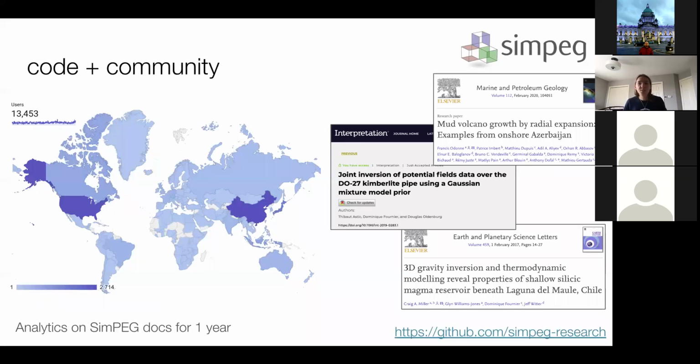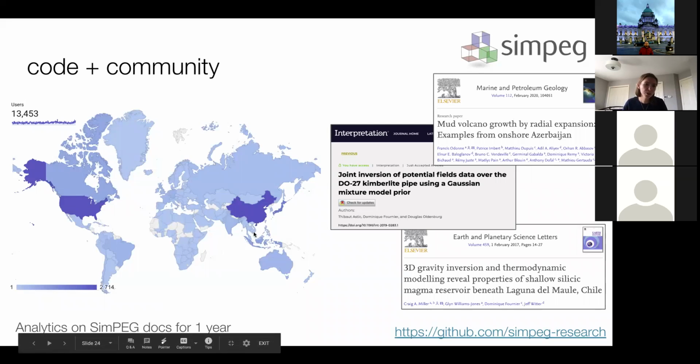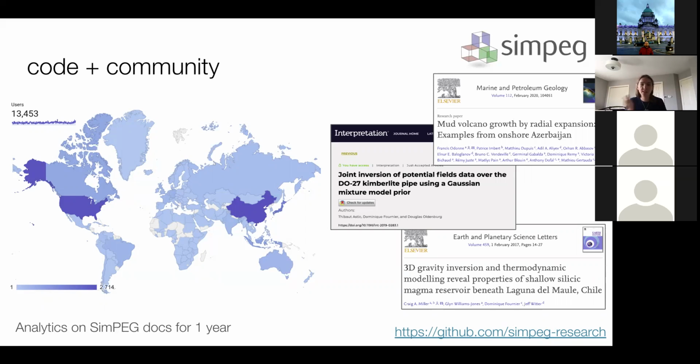To give you a sense of the scale and some of the other impacts in the broader community, I've got an image here where we're looking at some of the analytics on the SimPEG documentation. This is for 1 year as of today. And that's over 13,000 people who have looked at the website. Now, that doesn't mean that they've all used it or all downloaded it, but it's an interesting metric to see that there are people who are interested in exploring some of these things.